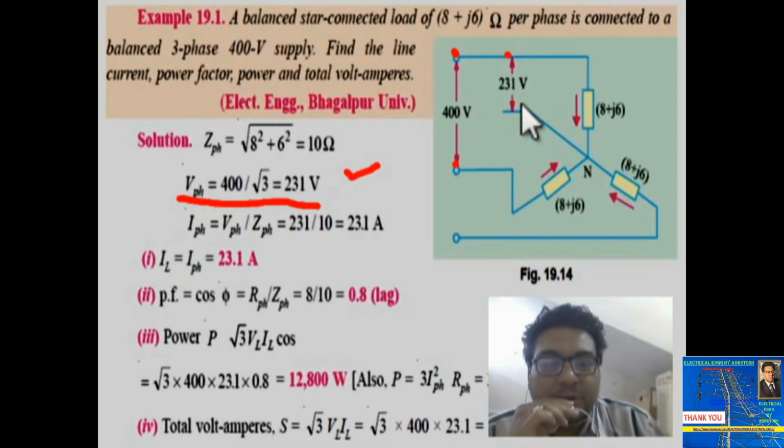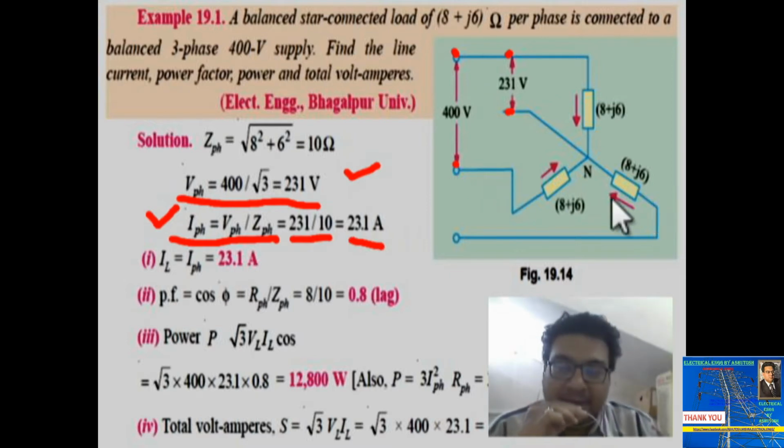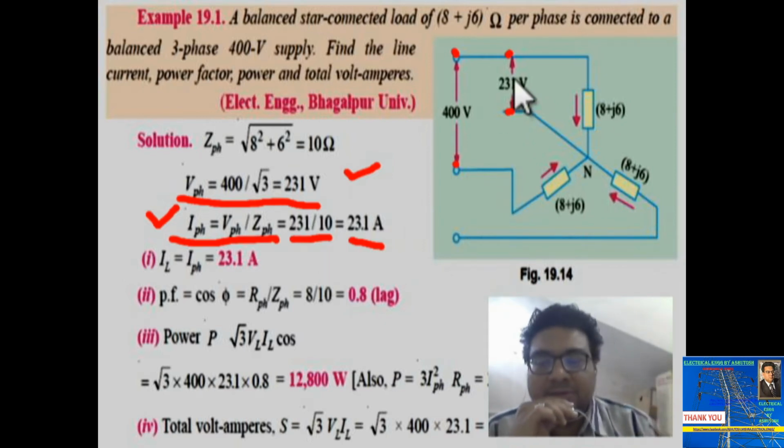That will be equal to phase voltage, the voltage between this phase and neutral. And then the formula for I phase is VPH divided by ZPH. Here all the quantities are on per phase basis. So IPH is equal to VPH upon ZPH. 231 divided by 10 equal to 23.1 ampere. And you know the formula for star circuit, IPH is equal to IL, line current, जहां पर phase current के equal होती है. So guys, both currents are same.